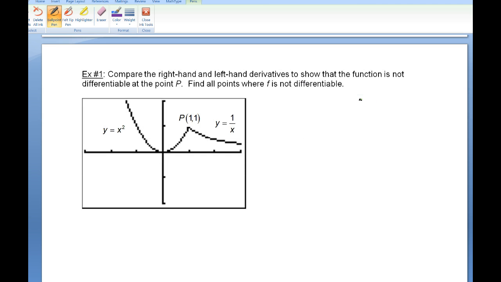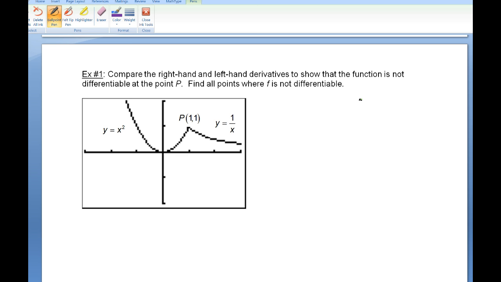Okay. Let's take a look at our example here. Okay, so we're going to compare the right-hand and left-hand derivatives to show that the function is not differentiable at point P. Find all points where f is not differentiable. What kind of point does this look like? What do you think? Okay, so it looks kind of like a cusp, but a cusp would have to approach positive infinity and negative infinity from the left and right.